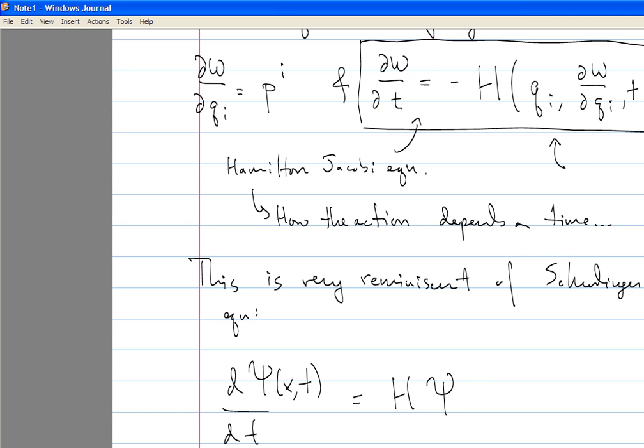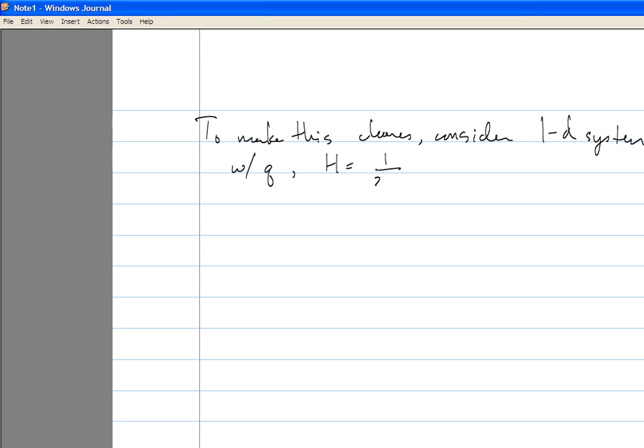So let's just try and make this analogy a bit more explicit. In order to make this analogy a little clearer, let's just consider a one-dimensional system. And I'll just take some normal system with dynamical variable q and a Hamiltonian, which is 1 over 2m p squared plus v of q. So, a particle moving in one dimension in a potential.